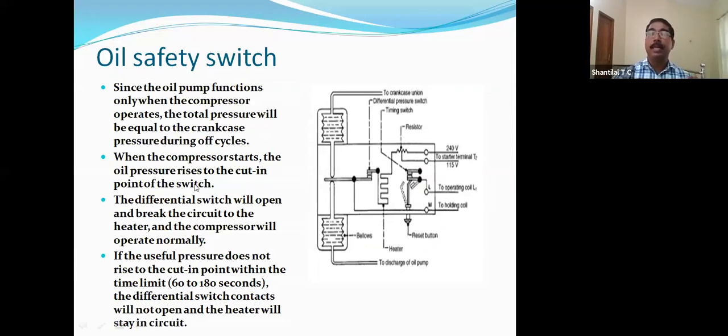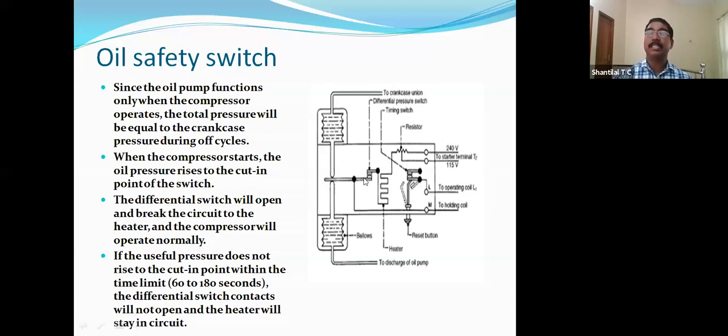Anyway, we can see this picture. This is the internal diagram of the oil pressure cutout. There are two bellows. One bellows is connected to the crankcase, as I already explained in the previous PPT. The other bellows below is connected to the oil pump. So from the oil pump, the oil pressure is coming here, and from the compressor, the crankcase pressure is coming there.